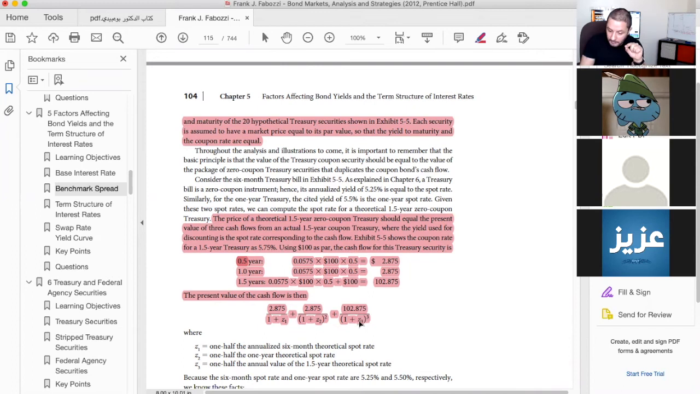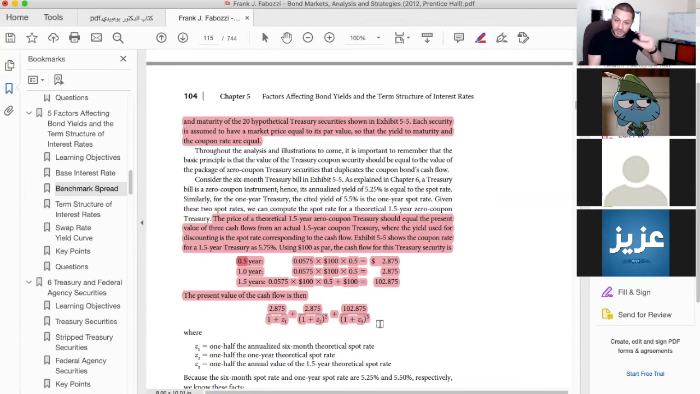I don't know if you are following or not, because I know it's a little complicated, right? The most complicated thing here is that you have to distinguish between different concepts: between spot rate, yield to maturity, coupon rate, and theoretical spot rate. So we have four concepts, right? When we say coupon rate, this is the nominal or the facial rate paid by the bond, right? It is constant. So this is the coupon rate.